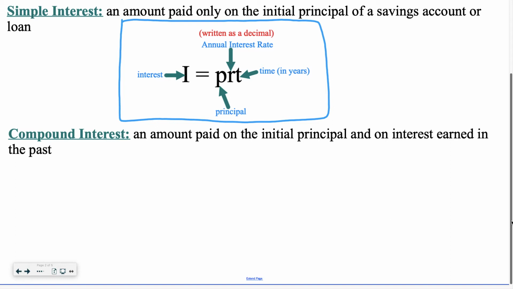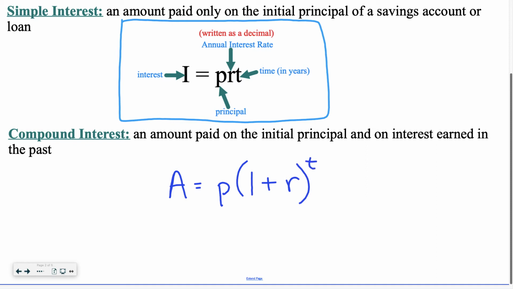Then compound interest is the amount paid on the initial principal and interest earned in the past. That means that you can earn more money with compound interest, and I will show you what that looks like in just a couple of minutes. But before we do that, I'm going to show you the compound interest formula. A, our amount, equals the principal times 1 plus R, our interest rate, raised to the T power.